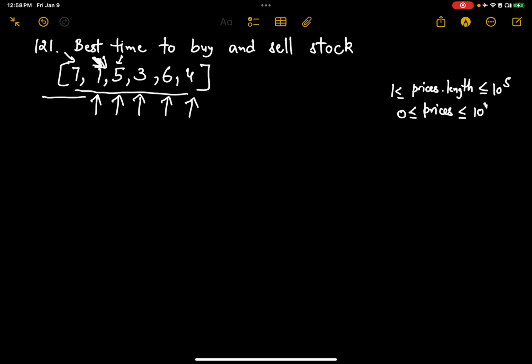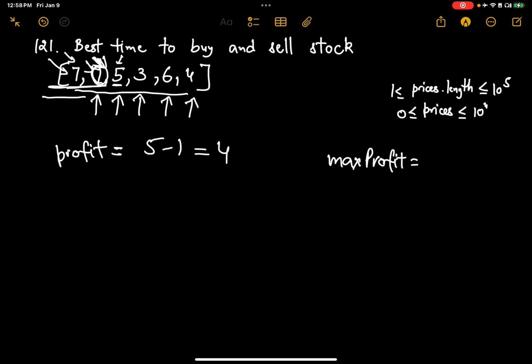When I'm here, I'll try to sell on this day when the price is 5, and I'll try to buy the stock before this day. I can buy on this day, I can buy on this day. But when I buy on this day, I'll be buying at the price 1 and I'll be selling at the price 5. So my profit would be 4, right? And I'll have one max profit. So I'll keep on updating it. Right now the max profit, let's say initially it was 0, but now I'll just replace it with this profit, the max profit, right?